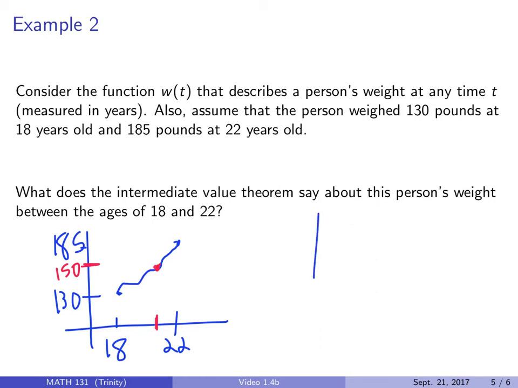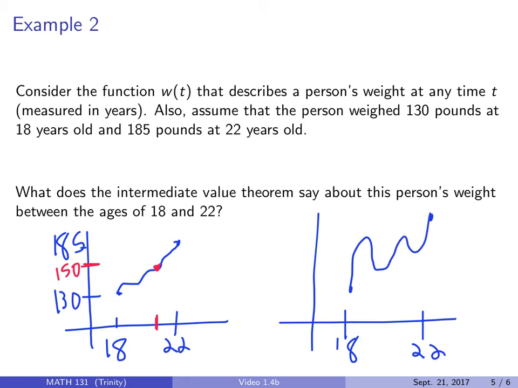Again, this theorem doesn't tell me what these values of time are. It just tells me they exist. So let's say instead my function looks something like this. Now if I look at that value of 150 pounds, I might have multiple times where I weighed that exact amount. But this theorem guarantees that there's at least one time that that happens.